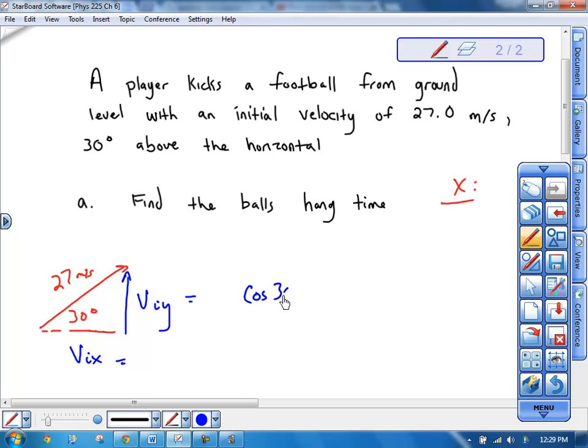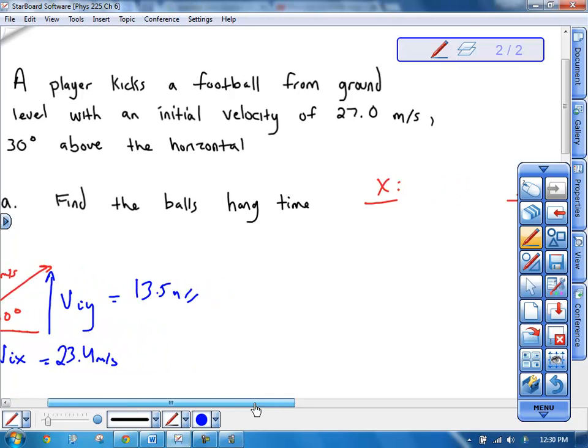So the cosine of 30 equals initial velocity in the x over 27, and the sine of 30 equals initial velocity in the y over 27. Multiply both sides of these equations by 27, and you'll find the initial velocity in the x and the y, which gives you 23.4 meters per second in the x direction. In the y direction, you get 13.5 meters per second. So I'm going to write that down here.